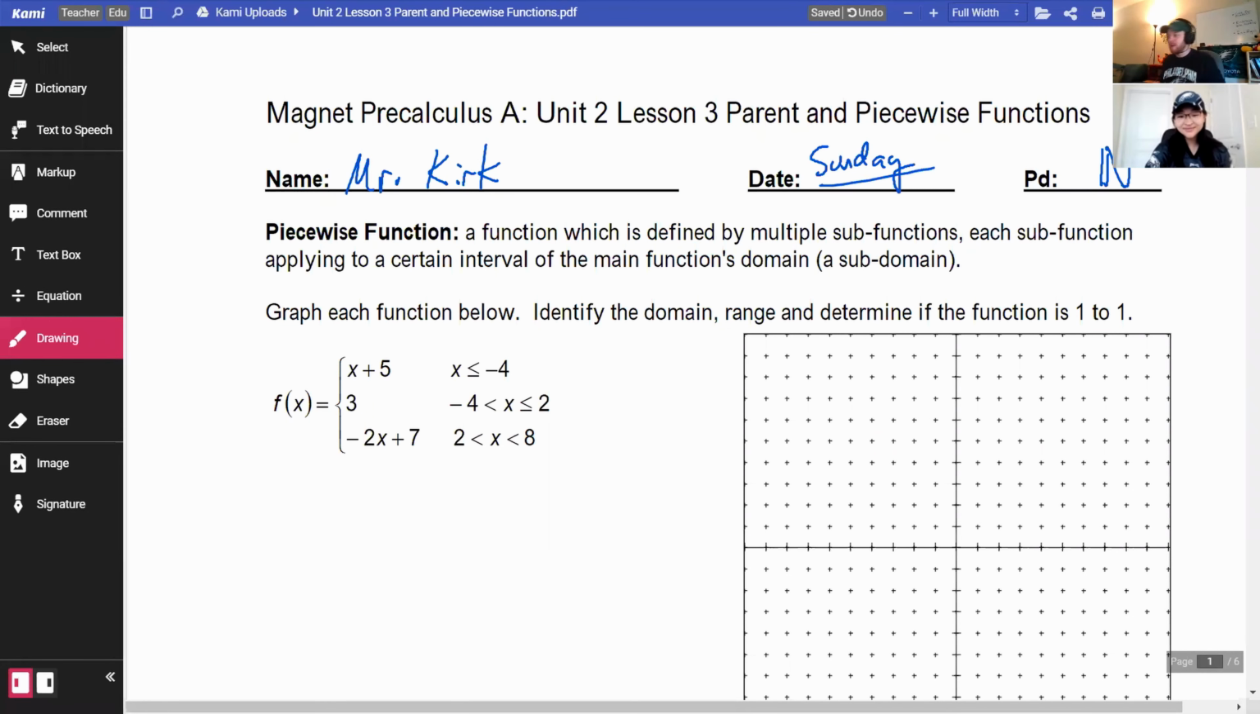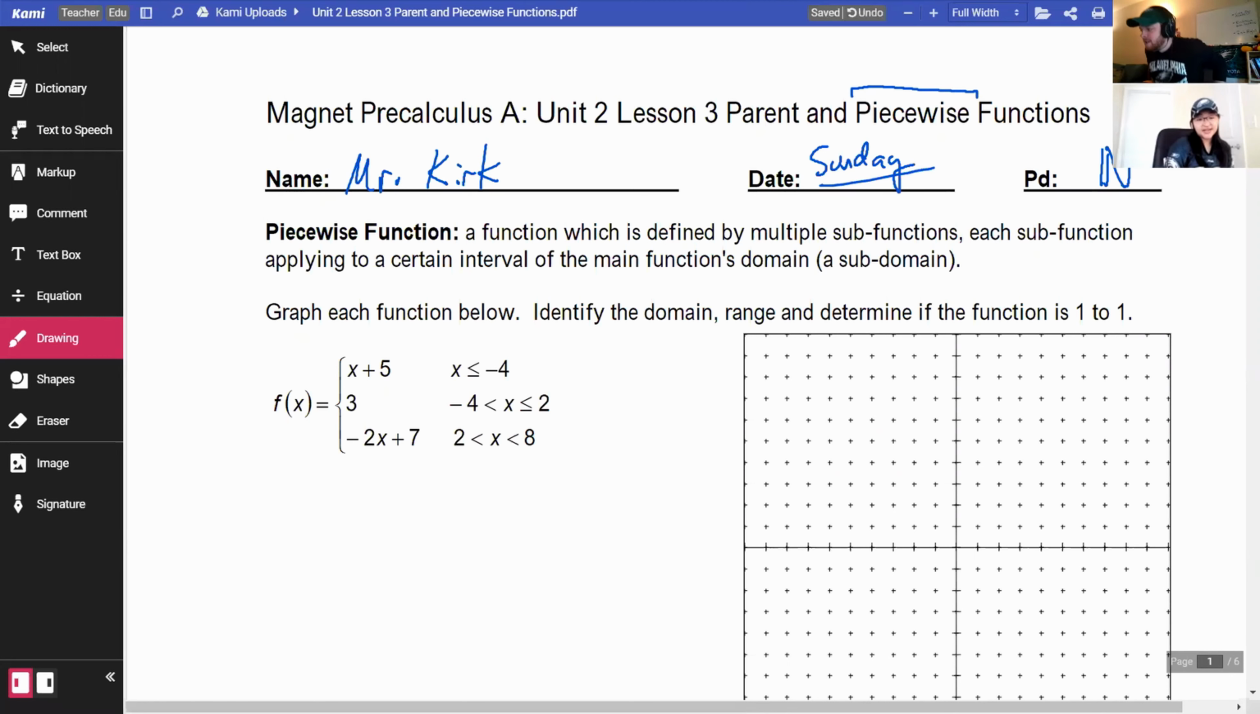Let's do this thing. We are talking about parent and piecewise functions. We're going to start this lesson with the latter, piecewise. But Mrs. Contreras, let's just go ahead and jump right into this. Can you read to us what a piecewise function is here on the page?